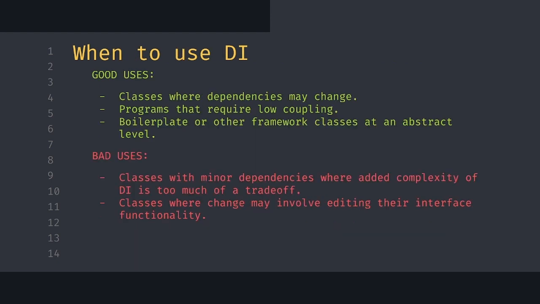So when do you use dependency injection? So any classes that have dependencies that might change. A car might have different kinds of wheels. That's a perfect example. A screwdriver might have different kinds of heads. Phillips head, flathead, another great example. Programs that require low coupling as well.